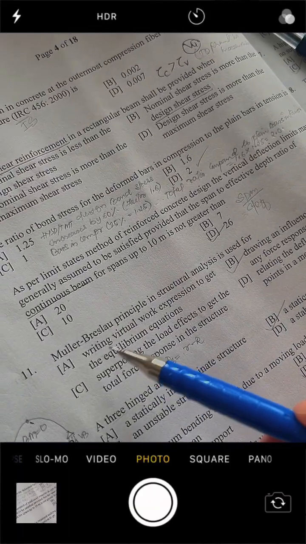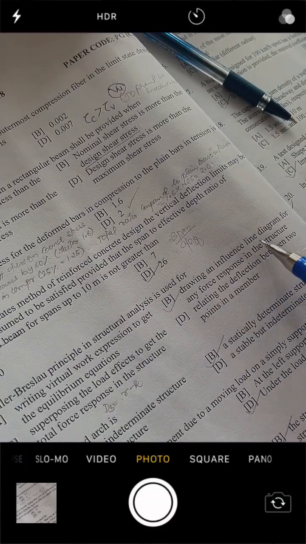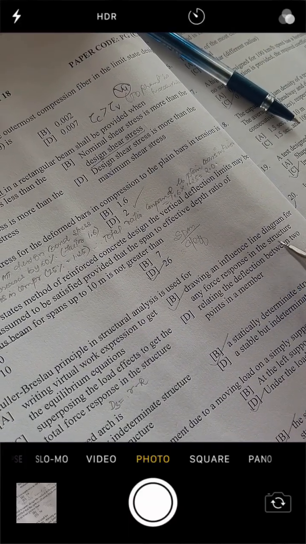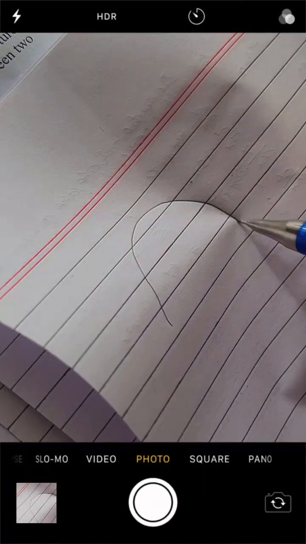And for Muller-Breslau's principle in structural analysis, it is used for drawing an influence line diagram for any force response in the structures. And a 3-hinge arch is for a 3-hinge arch.